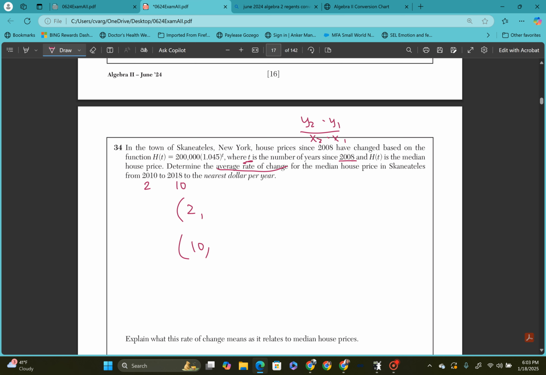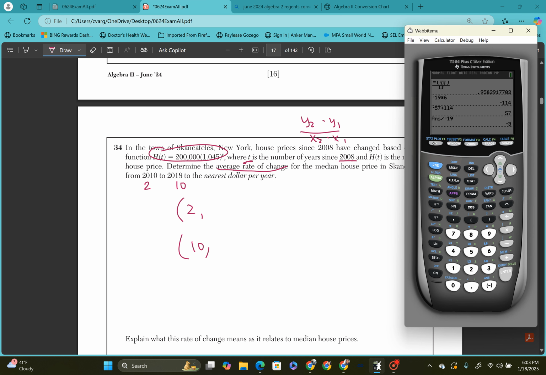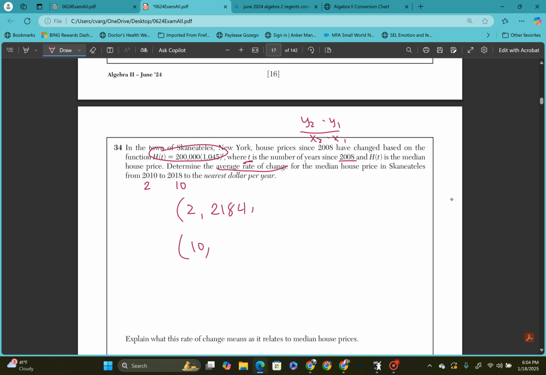How do I do that? I go to my calculator. They gave us a function right here. So I'm going to type that function into y equals. So I have 200,000 parentheses 1.045 close parentheses to the t. Instead of t, we're going to use x. And then I'm going to hit second graph. And I'm looking for the number across from 2. So I have this number right here: 218,405.